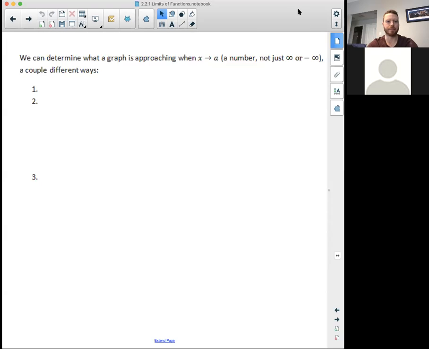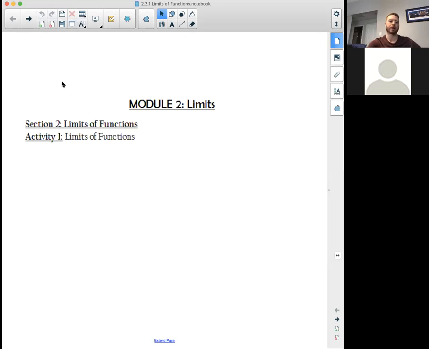All right. So let's go back to the start. Today we're going to be talking about section 2, limits of functions, and activity 1 is the limit of the function. In the last week or so, we have been looking at functions of series and sequences. Now we're going to look at the limits of our functions.